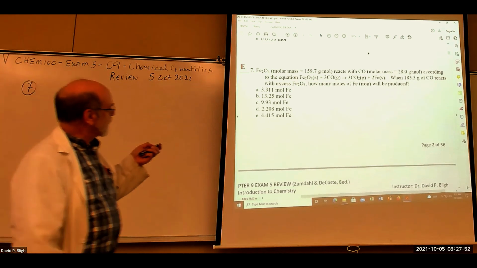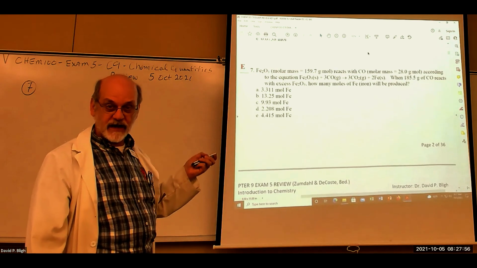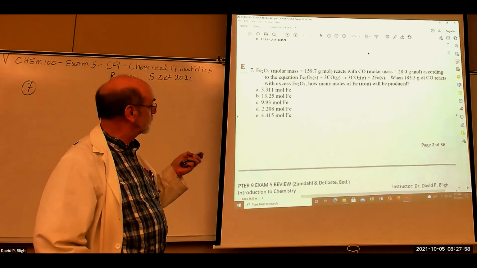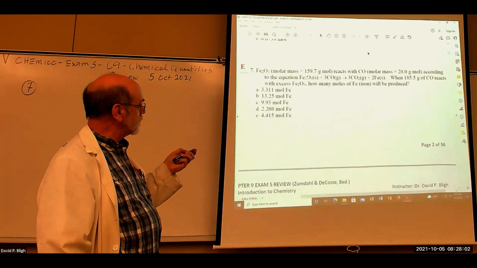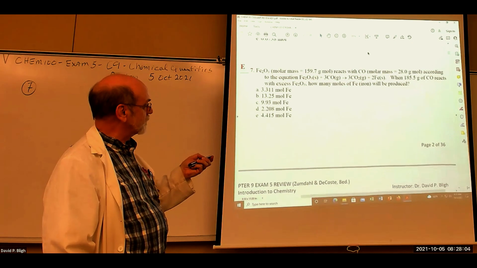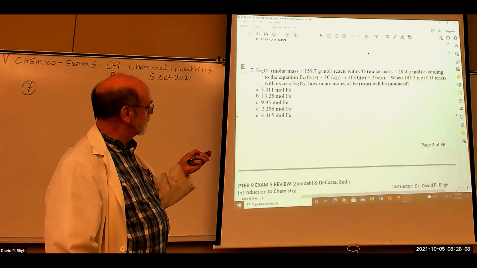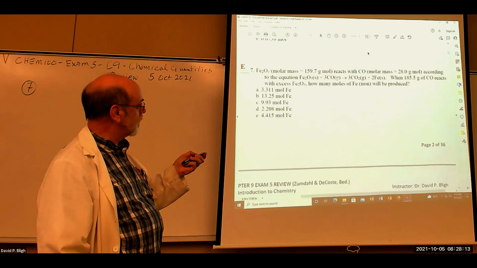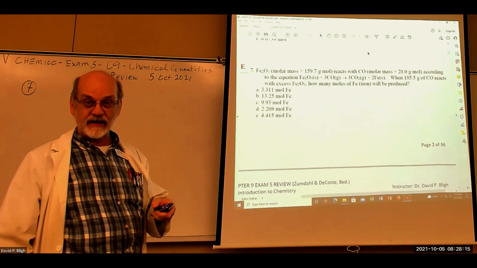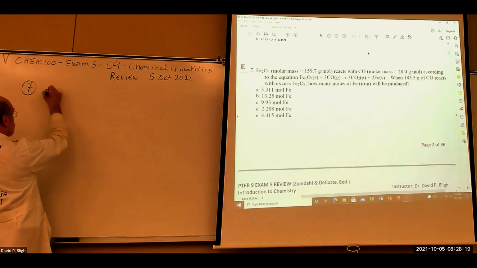Okay, this iron(III) oxide, and you're given the molar mass, so you don't have to waste time calculating that in case you need it, reacts with carbon monoxide according to this equation. And it appears to be balanced. Let's see, 2 irons, 2 irons, 3 plus 3 is 6 oxygens, 6 oxygens, 3 carbons, 3 carbons. It is balanced. Right, so let's write that equation up here.